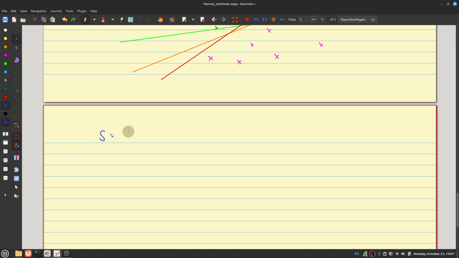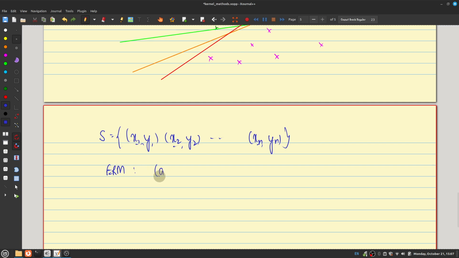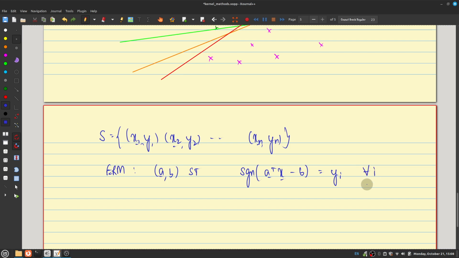We're given some training set S, which is a set of points x1, y1, x2, y2, up to xn, yn, and an ERM is effectively some a comma b such that the sign of A transpose X minus B is equal to Yi for all i. Every ERM has to satisfy this.